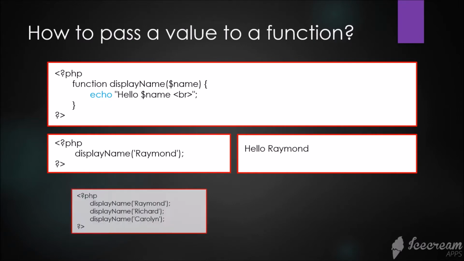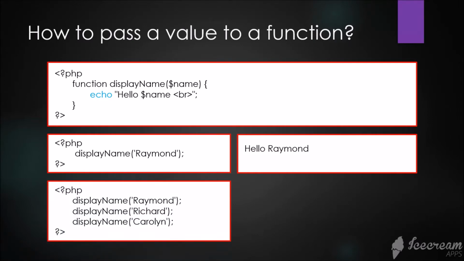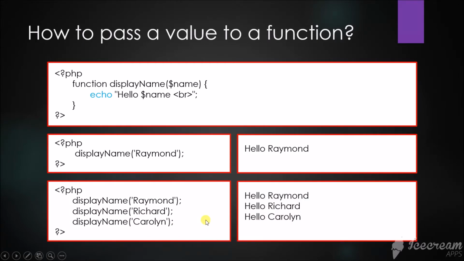Now, we can call the function 3 times. And also, we can pass different argument. We have here yung Raymond, yung Richard, at saka yung Caroline. So the output will be hello Raymond, hello Richard, and hello Caroline. Okay, guys? So that's how we pass yung value sa isang function.